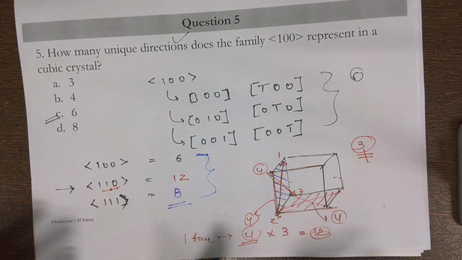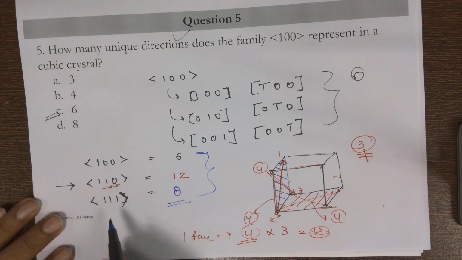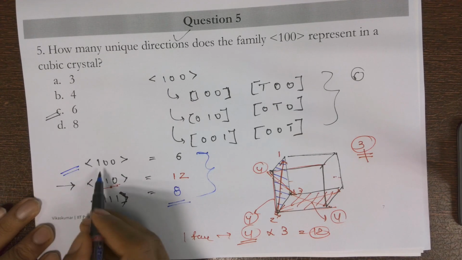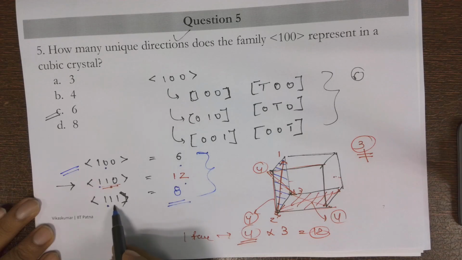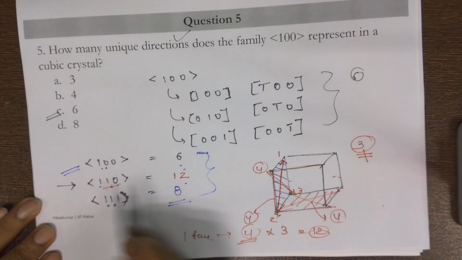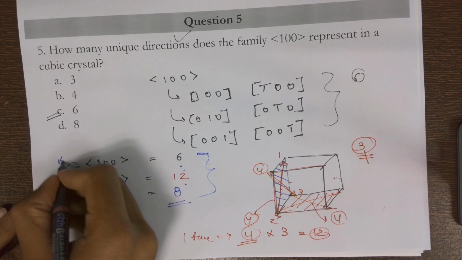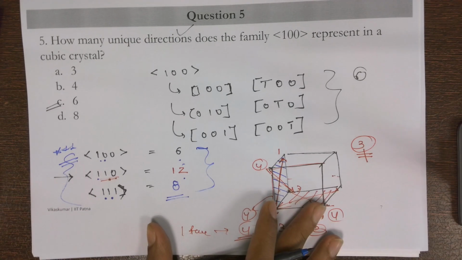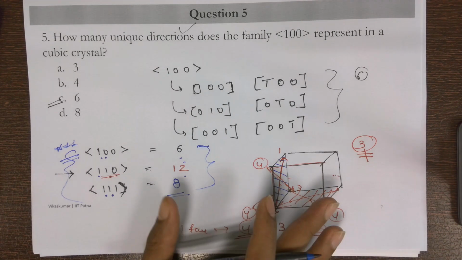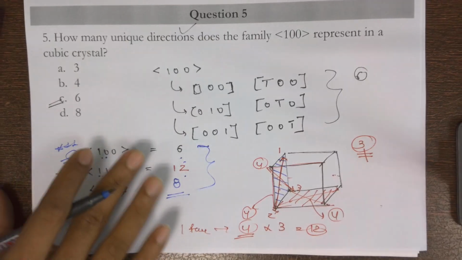So we'll remember this, because 100 has 6, 110 has 12, 111 has 8. Okay, so this thing you must remember. It is very useful when you solve questions based upon X-ray diffraction. If there is any doubt in this particular part, let me know. If not, let's move ahead to the next part, question number 6.